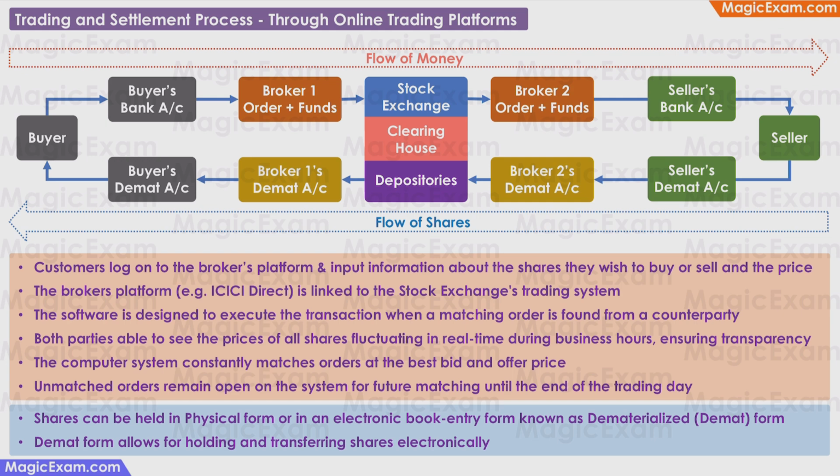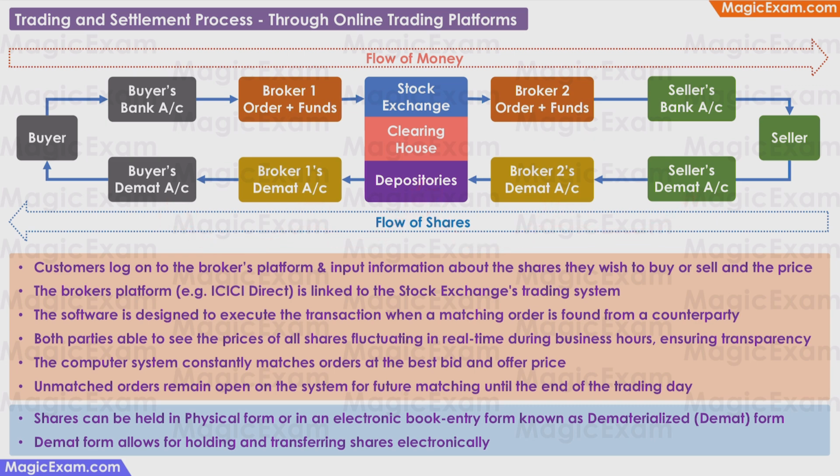The money flow happens from the buyer's account to the buyer's broker's account, to the clearinghouse, to the seller's broker's account, and then to the seller. The flow of shares happens from the seller's Demat account to the seller's broker's Demat account, and then to the clearinghouse and the depository, then to the buyer's broker's Demat account, and then to the buyer's Demat account.